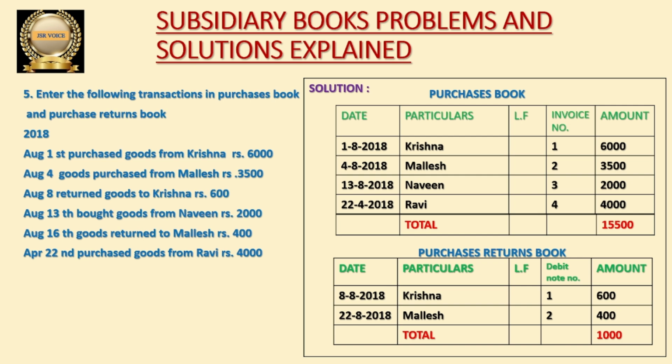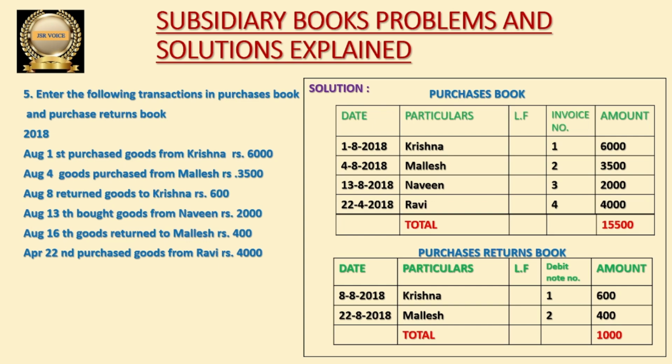Otherwise you have to understand that goods returned to Mallesh. Who is returning goods to Mallesh? Business. Always business, because all these transactions are recorded in the accounting books on behalf of the business. So everything is actually done by the business only. Goods returned to Mallesh. Who is returning goods to Mallesh? Business is returning to Mallesh. When can the business return? If it has already purchased. So this is purchase returns.